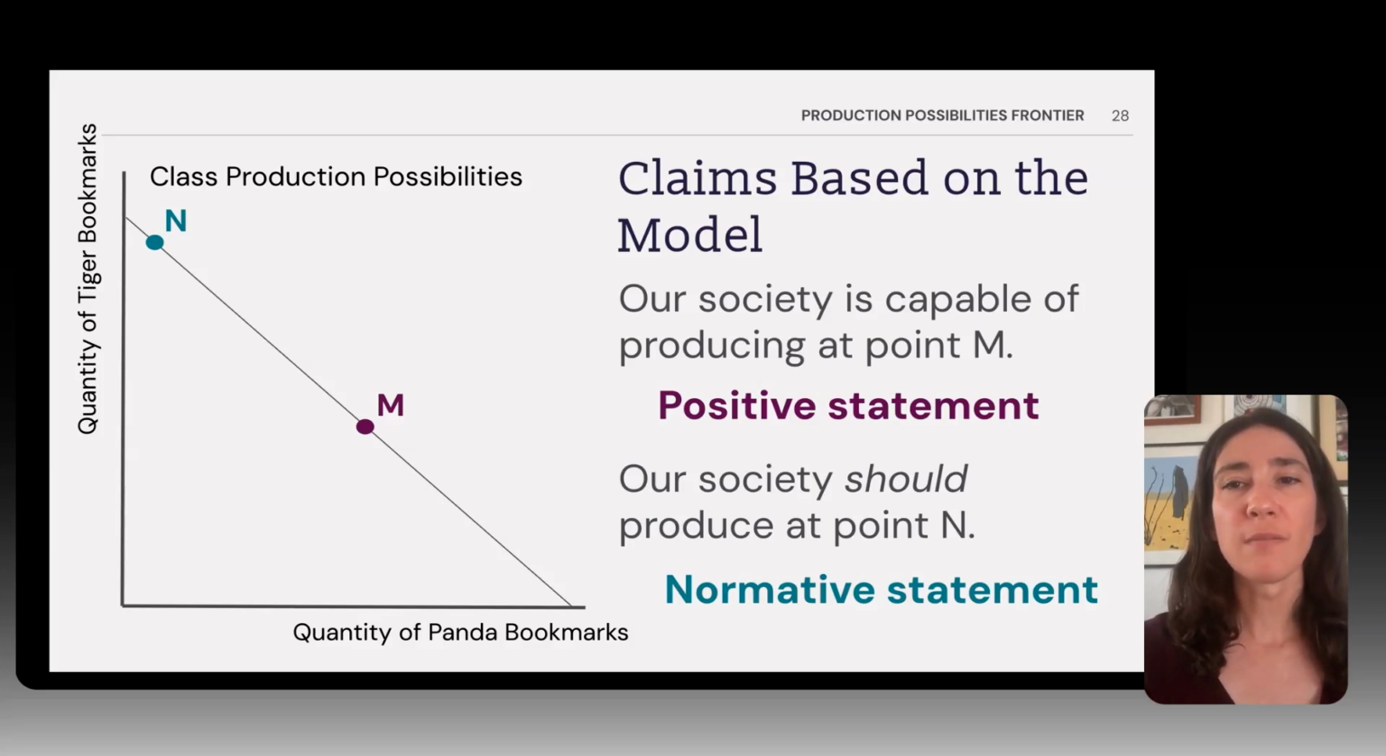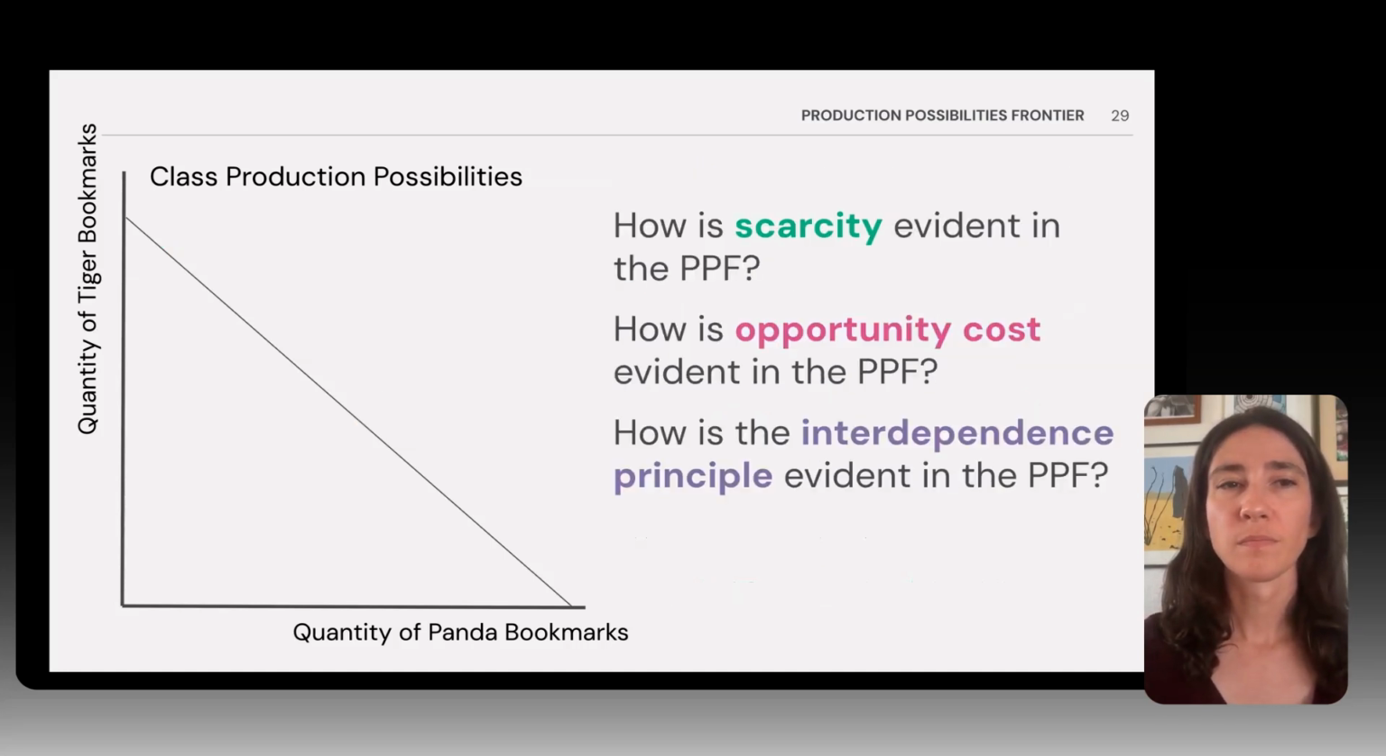So positive statements are statements based on fact, and normative statements are ones with opinions or value judgments. We'll connect back to some concepts we've introduced in previous lessons, such as scarcity and opportunity cost.